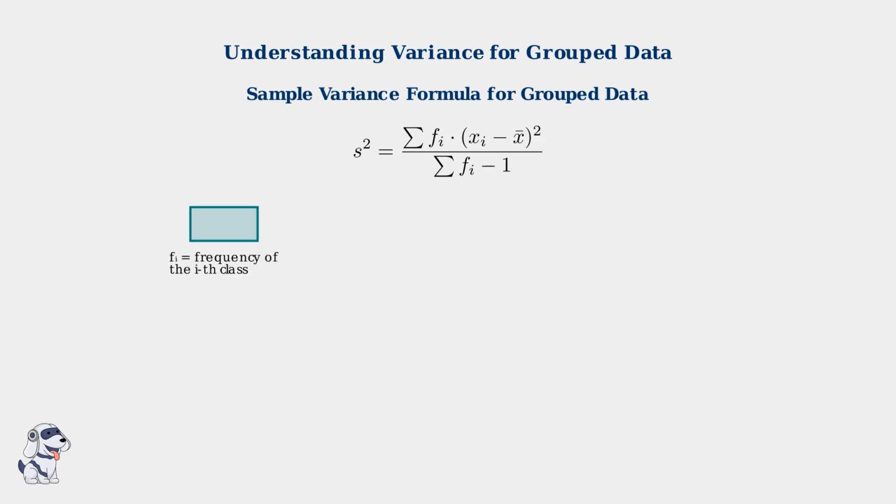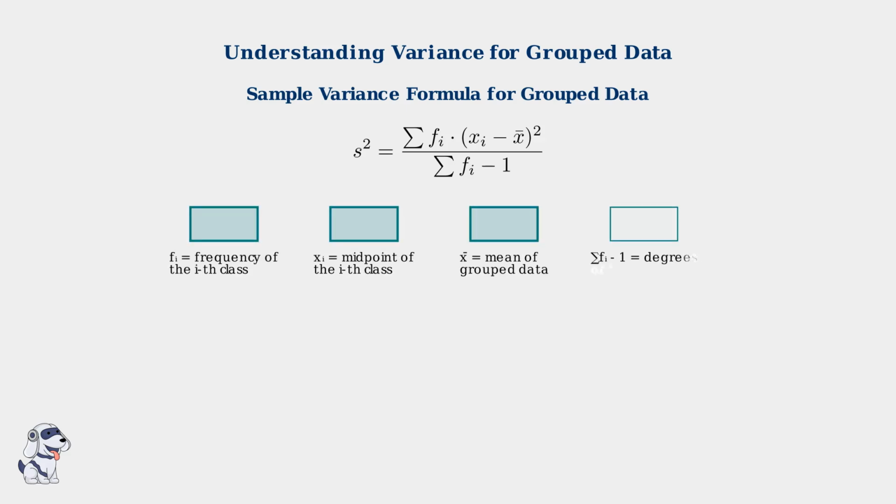Let's break down each component of this formula. Fi represents the frequency of each class interval. Xi is the midpoint of each class. X bar is the mean we calculated from our grouped data, and we divide by the sum of frequencies minus 1, which gives us the degrees of freedom for a sample.